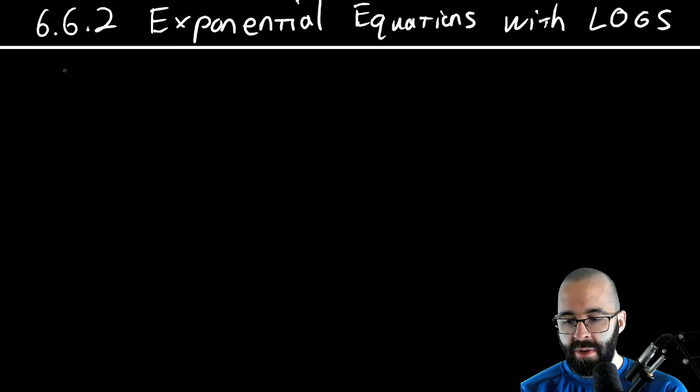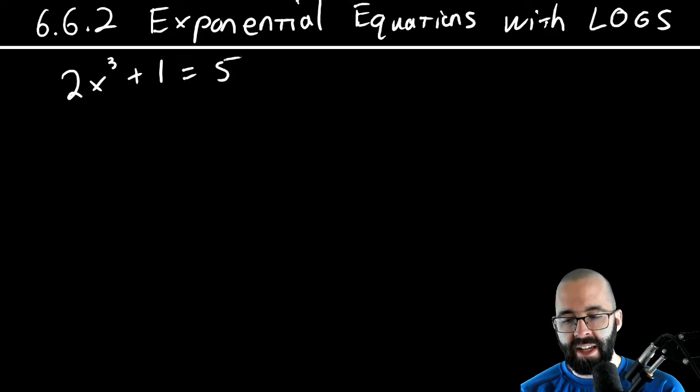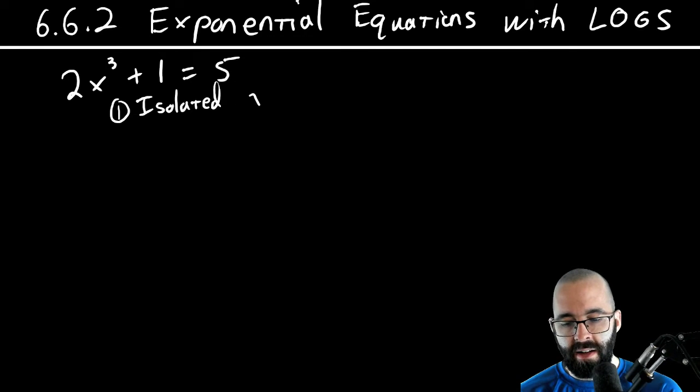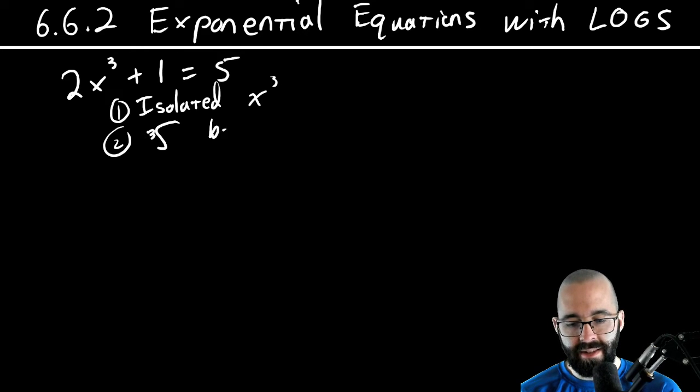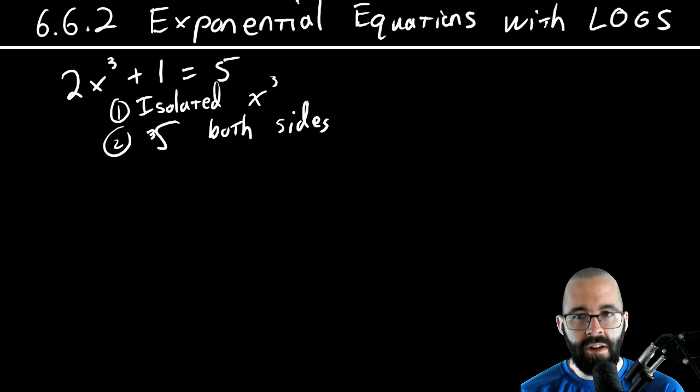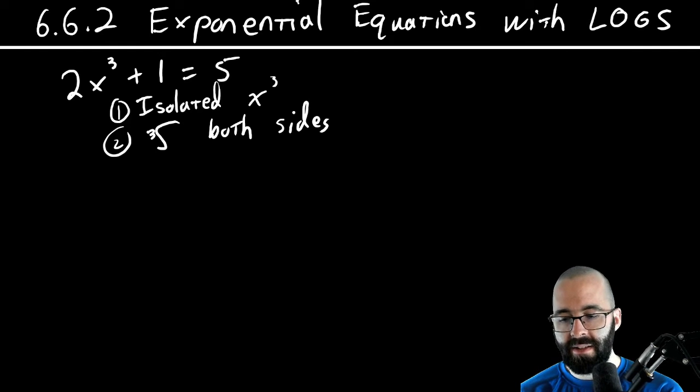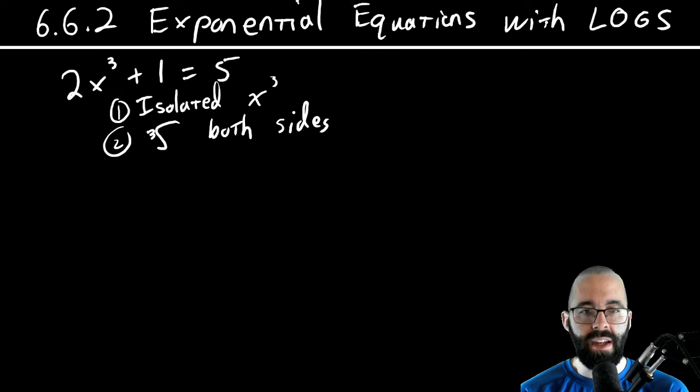Remember when we were solving equations, maybe like this. What did we do? We isolated x cubed, and then we cubed root both sides. We isolated that function and then took the inverse function of both sides. We've done this with a bunch of things, right?